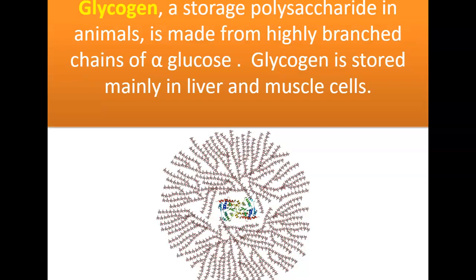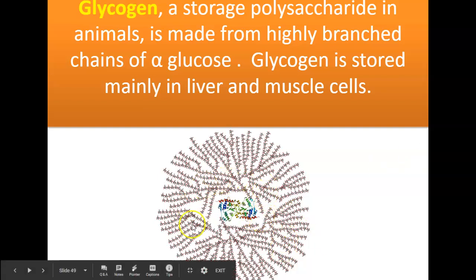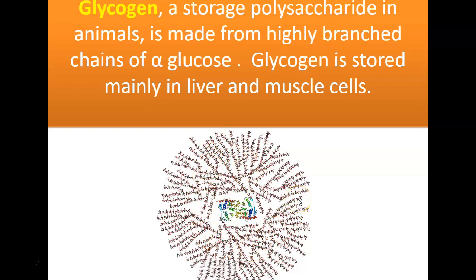Glycogen is the storage polysaccharide in animals. So this comes from highly branched chains of alpha glucose. This is mainly stored in your liver and in your muscles, but this is kind of that energy storage.